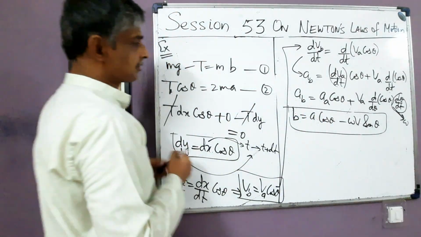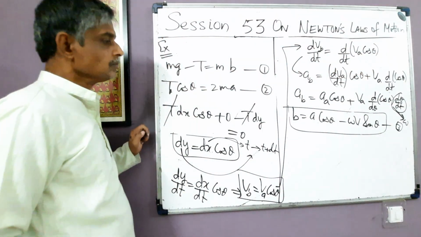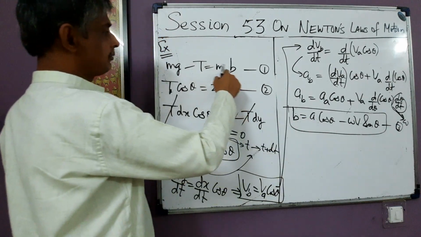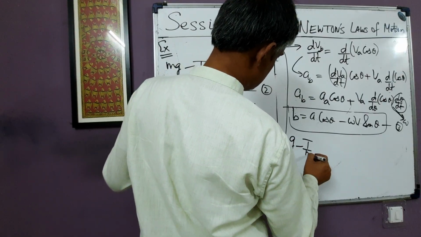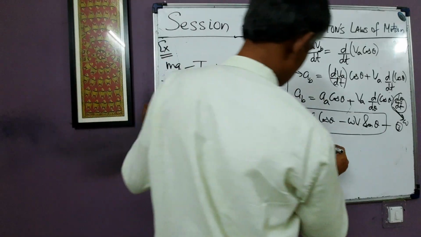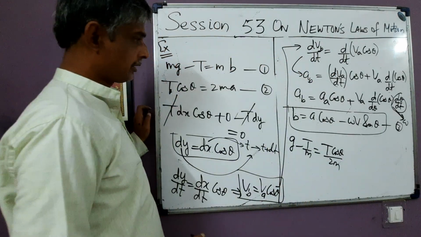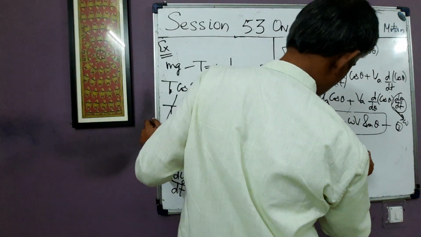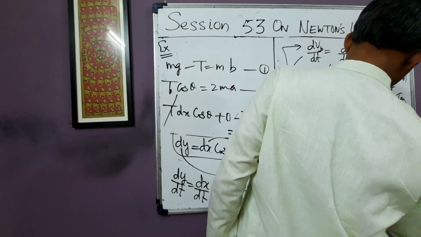Now we have to solve these questions. Three questions we have to solve to get the answer. So from this, A and B, I substitute in this. We divide this by M. So B becomes how much? G minus T by M. What about A? I divide this by 2M: T cos theta by 2M. A cos theta: A becomes T cos theta by 2M into cos theta, one more there is, minus omega V sin theta.